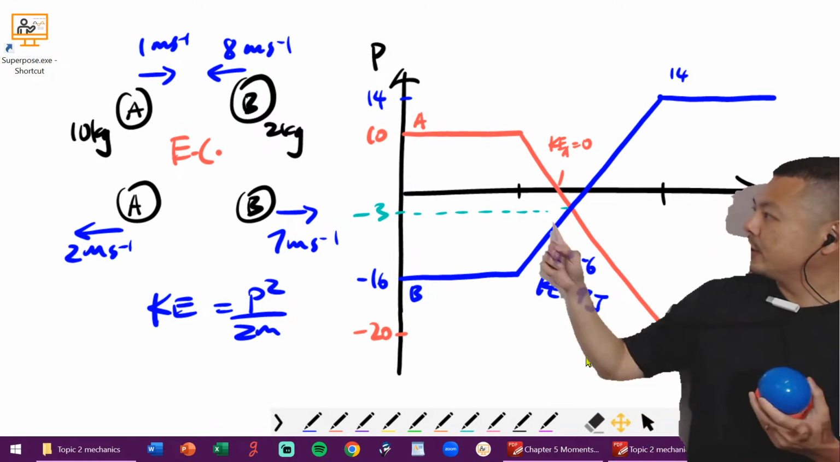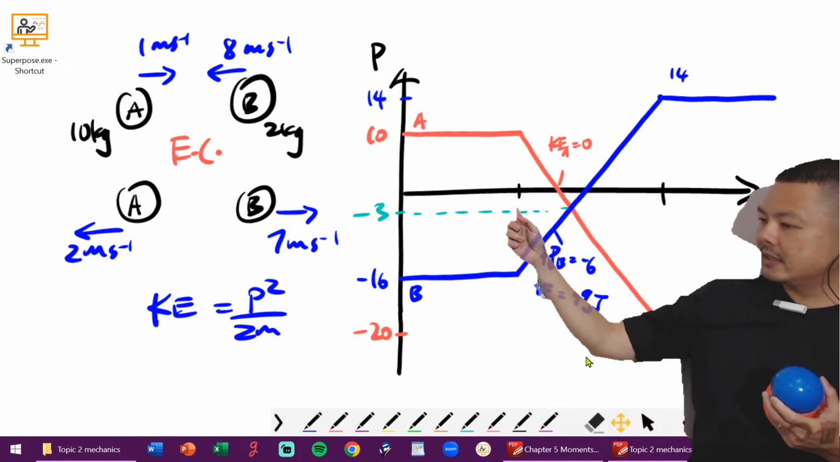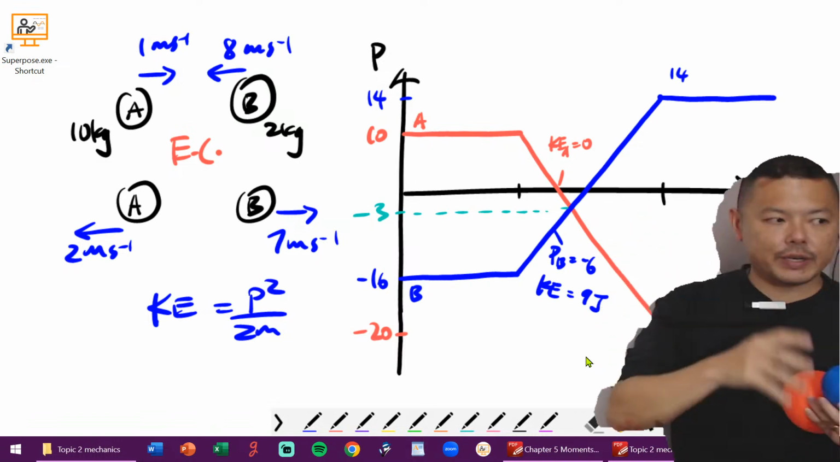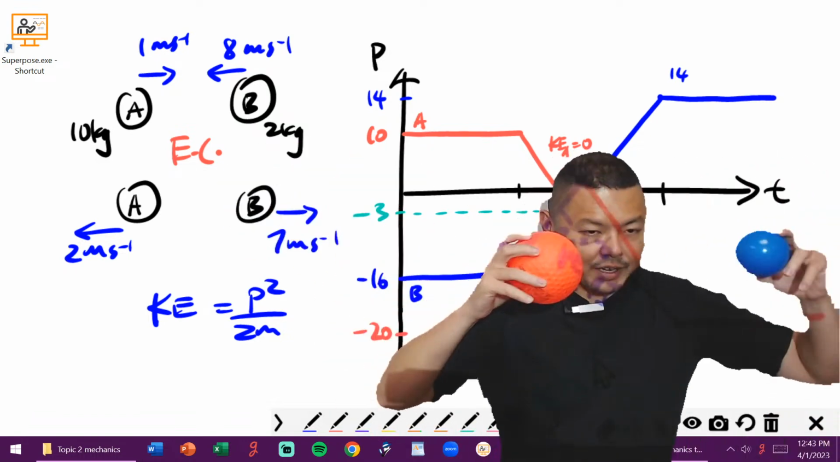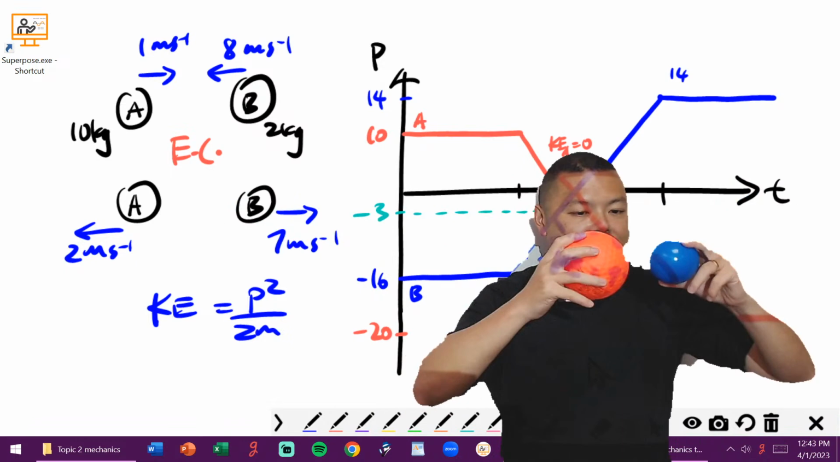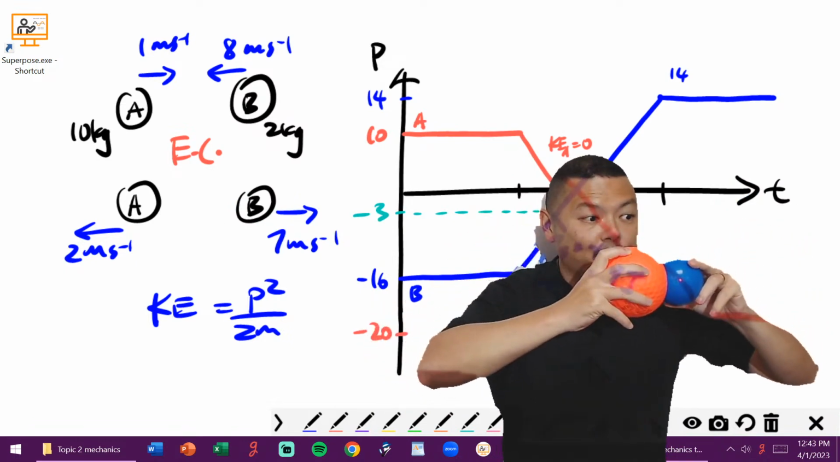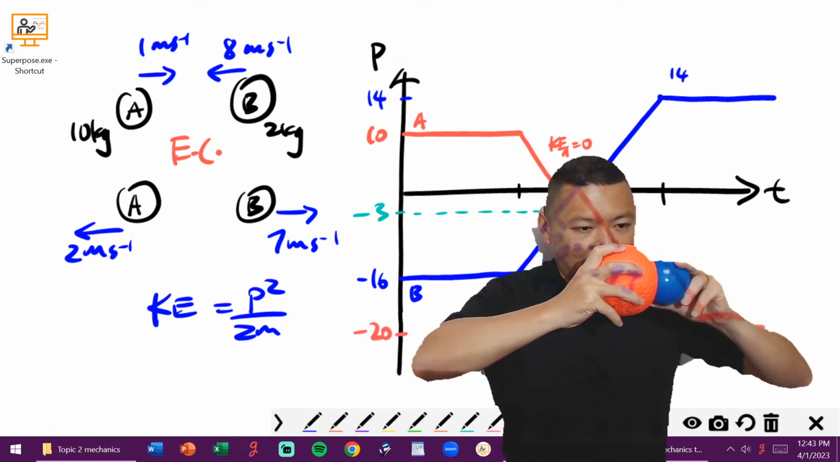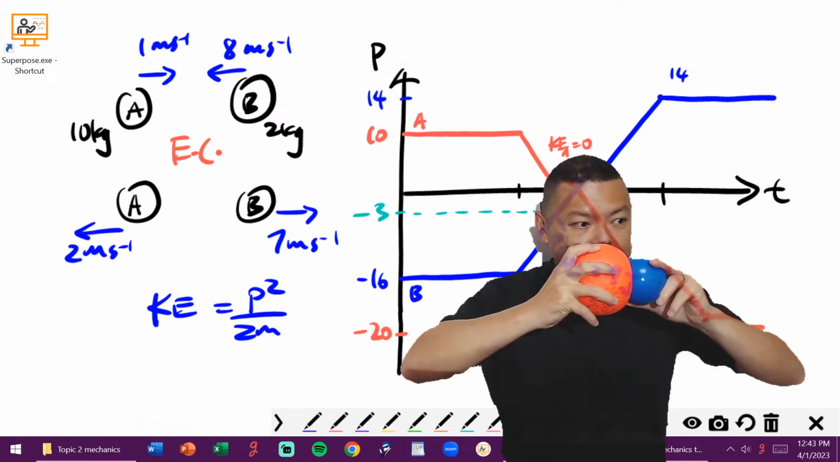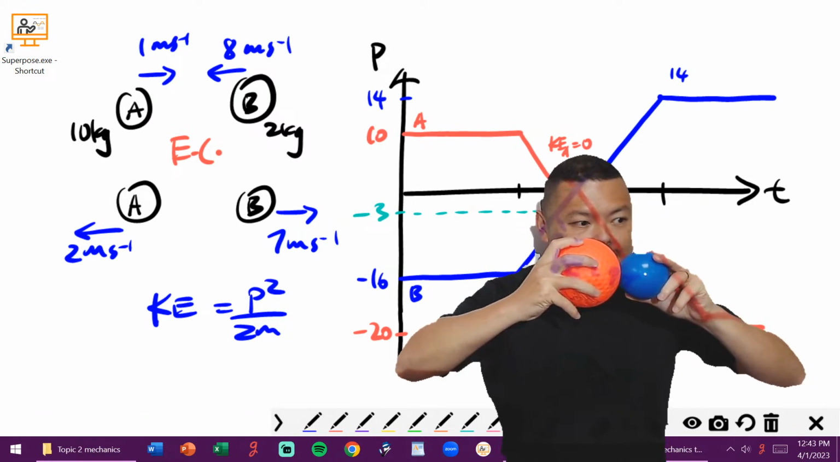Okay. So from this black marking here to this black marking here, they are always in contact. I can't make this any bigger, but this is what happens. They will collide, they will compress. So A starts to move backwards, but B moves forward a bit. Then they start to move backwards, then B will bounce off.